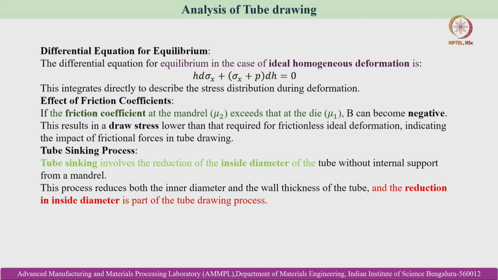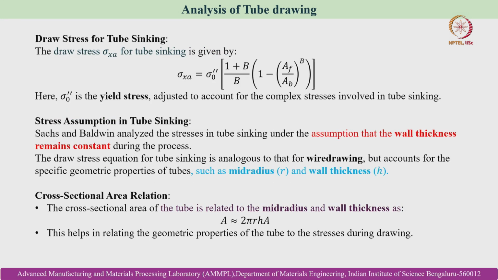And the tube sinking process. Tube sinking involves the reduction of the inside diameter of the tube without internal support from a mandrel, and that is also a reason that the inside surface of the tube generally assumes unwaviness. The surface finish that can be achieved on the internal surface in tube sinking is much poorer than we can achieve with the help of a fixed or moving plug or mandrel. This process reduces both the inner diameter and the wall thickness of the tube, and the reduction in inside diameter is part of the tube drawing process. So this is the case of tube sinking.